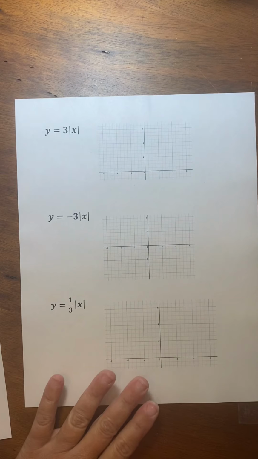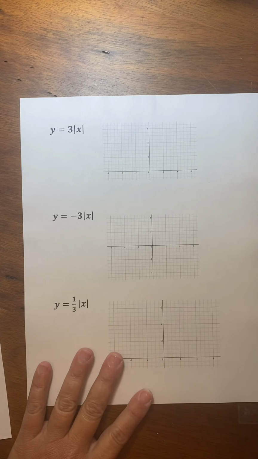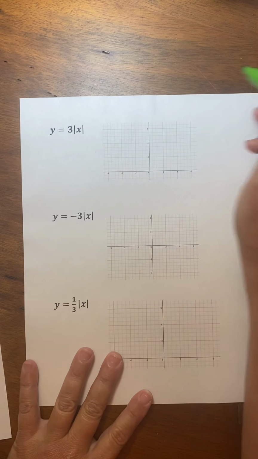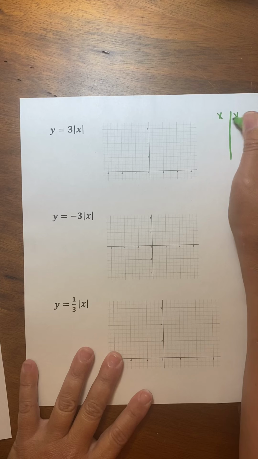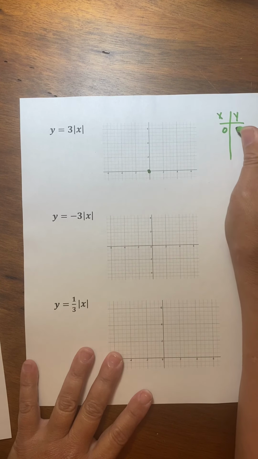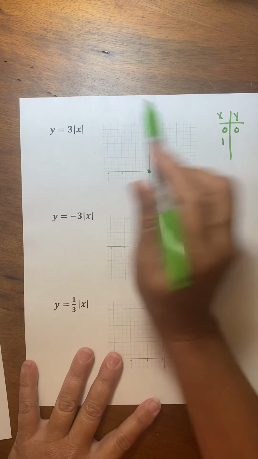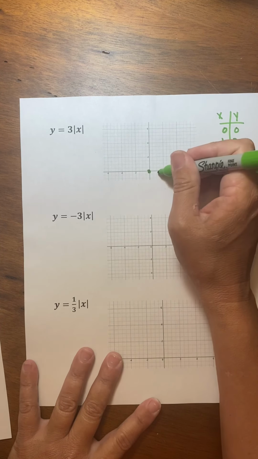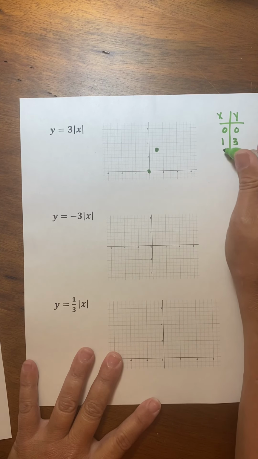All right, what happens if we throw a 3 out front? Well, let's make a table of values. We expect this to still have that V shape. Right, if x is 0, 3 times the absolute value of 0 is still 0. If I put in 1, we're only taking the absolute value of the 1, so it's 3 times 1, which is 3. So at 1, we are already way up here at 3. It's definitely a little bit different of a shape.